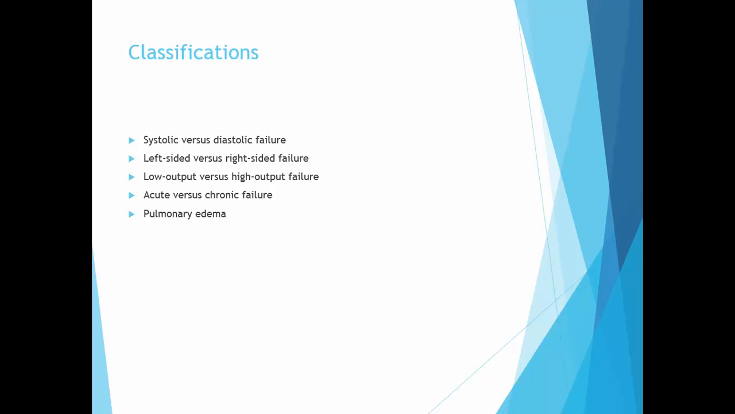Some of your classifications of heart failure, you can have systolic versus diastolic heart failure. Systolic heart failure is when the ventricles fail to contract adequately to eject a sufficient volume of blood into the arterial system. In diastolic heart failure, this is when the heart can't completely relax during diastole, disrupting the normal filling. You also have left-sided versus right-sided heart failure.